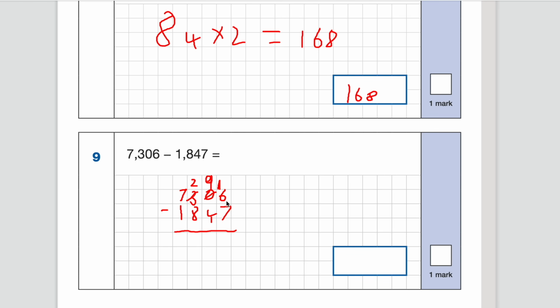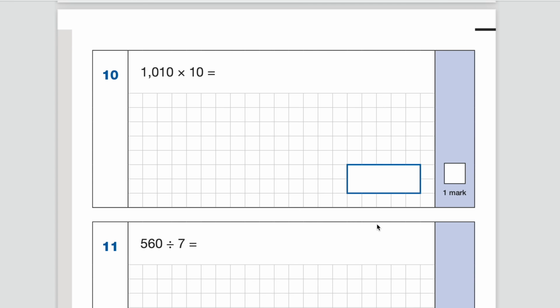So 16, we can do that now. 16 subtract 7 is 9. 9 subtract 4 is 5. 2 subtract 8, again we can't do that, so we're going to have to borrow another one. Put a 6 there, put the one we borrowed there. 12 subtract 8 is 4. 6 subtract 1 is 5. So our answer is 5,459.